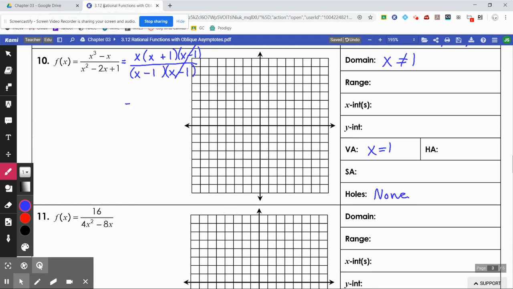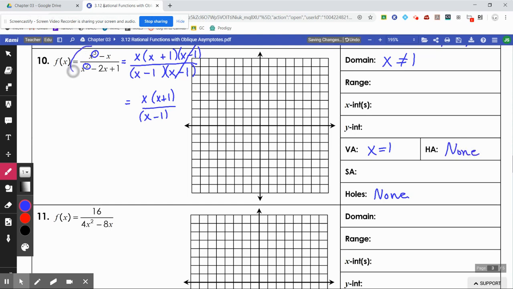So let's simplify our function. We now have x times x plus 1 on top, and you have an x minus 1 on bottom. So now let's see, do I have a horizontal asymptote or do I have a slant asymptote? Since the degree of the top is higher than the degree of the bottom, I will have a slant asymptote, so there will be no horizontal asymptote.